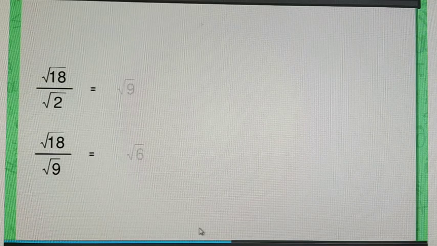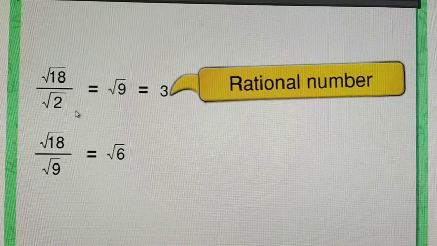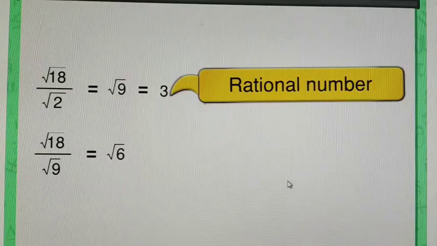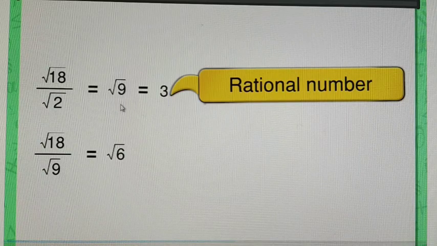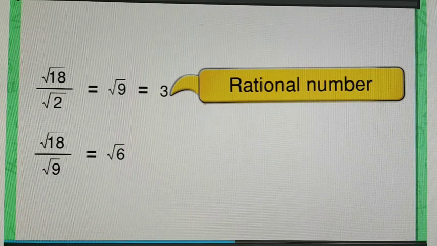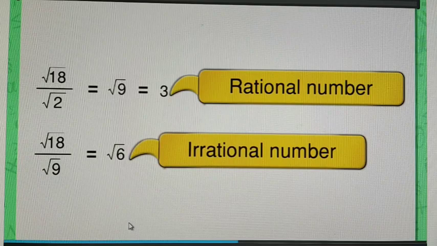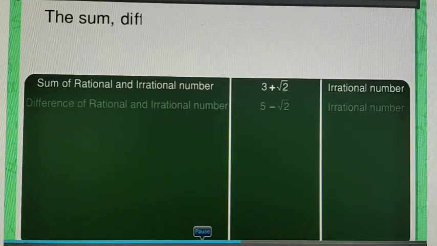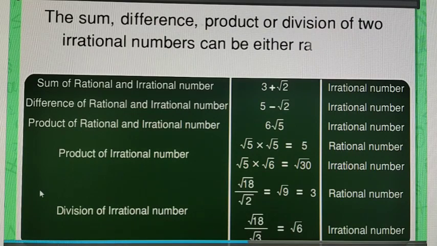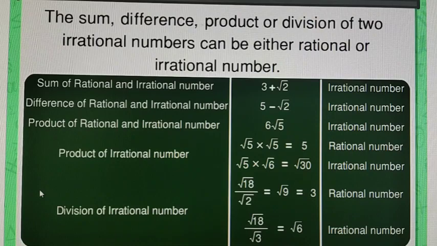Now let's see division of irrational numbers. Root 18 divided by root 2 is equal to root 9, which is equal to 3, and 3 is a rational number. But when I divide root 18 by root 9, the answer is root 6, which is an irrational number. The sum, difference, product or division of two irrational numbers can be either rational or irrational.